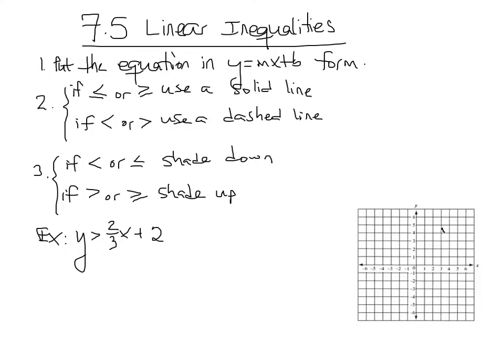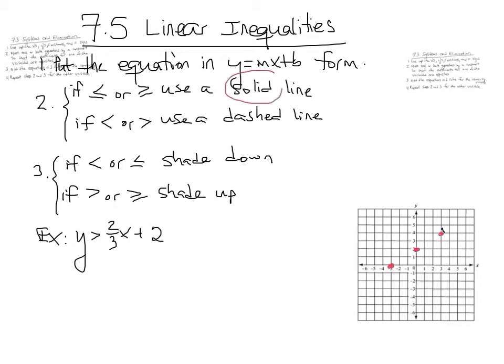So we're going to go ahead and graph this line whose y-intercept is 2. Let's use a red pen. Whose y-intercept is 2 and whose slope is 2/3. So we will go up 2 and to the right 3, and maybe we'll go down 2 and to the left 3. But instead of just simply connecting these dots, we have to be careful to either use a solid line or a dashed line. Because the problem is just greater than and not greater than or equal to, we're going to connect these dots using a dashed line.